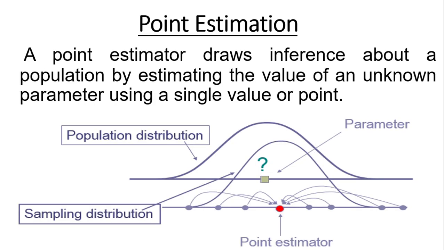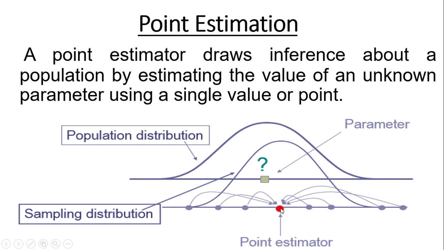So how does this work? To further explain this, look at the diagram below. Out of your sampling distribution, for instance, let's say your sample mean distribution, we pick the best guess. The best guess happens to be the red point here, which is the point estimate.